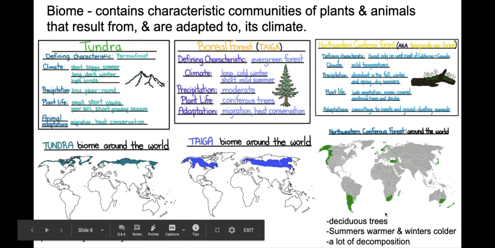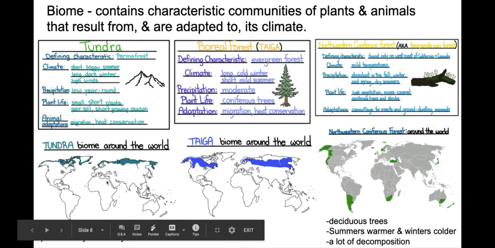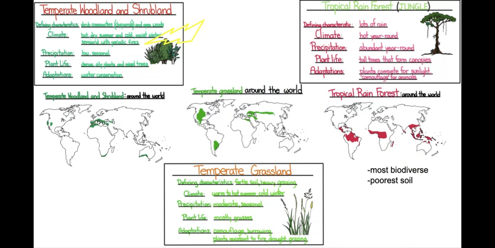Usually this area is going to have deciduous trees. Summers are going to be warmer and winters colder, and there's going to be a lot of decomposition happening. Another characteristic of the tundra actually was covered by this over here: the formation of the permafrost, and that permafrost is the impermeable frozen layer of soil. So the next one is the shrubland or the chaparral, the temperate woodland over here. This is the location of that temperate woodland, the chaparral.